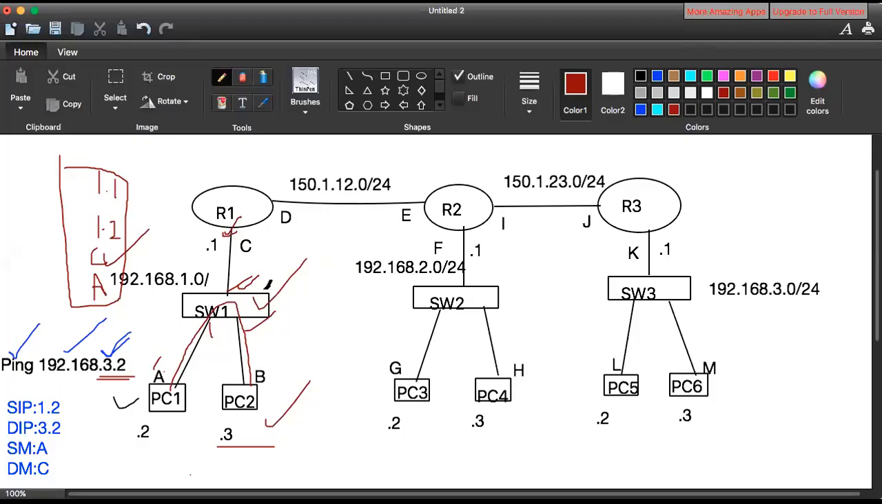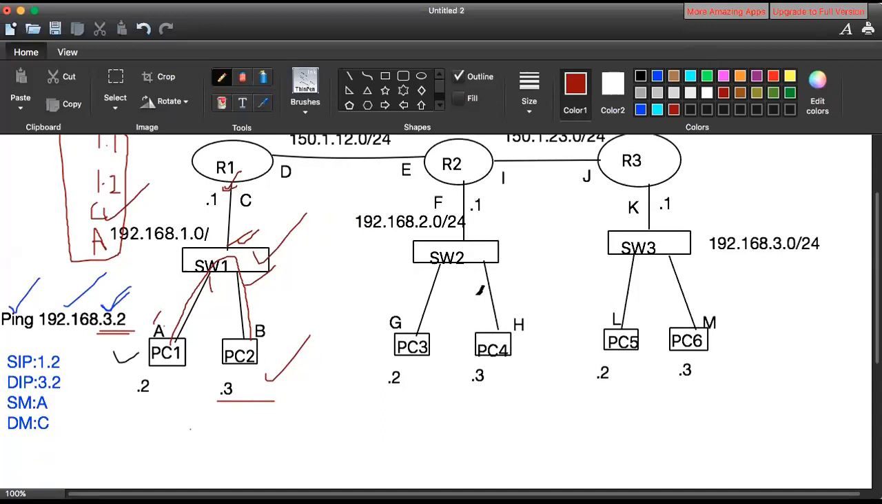It broadcast to the connected devices, and it got a reply from R1. That's correct. Okay.